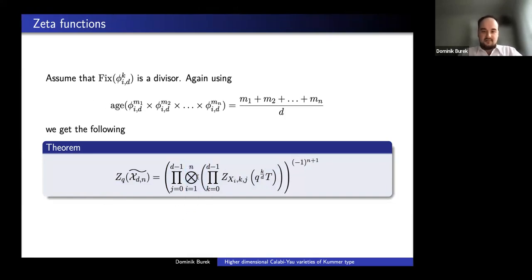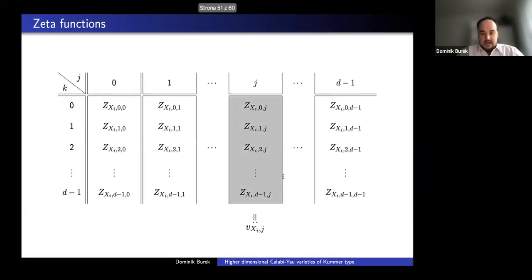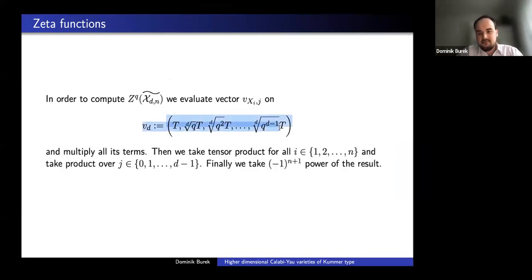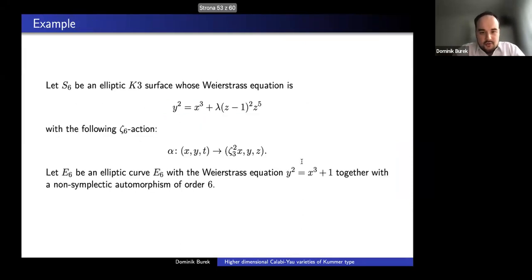Here we have a tensor product of rational functions. It is just a lifting of the usual tensor product for rational functions. So everything works basically the same as in the case of Hodge numbers. The computation is very easy. It's just some combination of a scalar product of that column with this vector. And then finally, we need to take also the power minus one to the n plus one of that result. So let me show you some explicit computation.